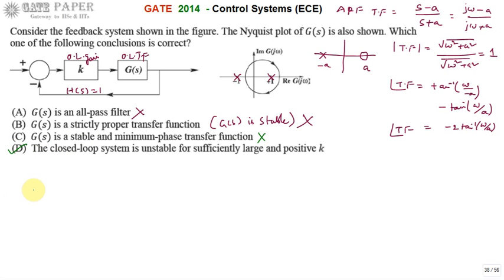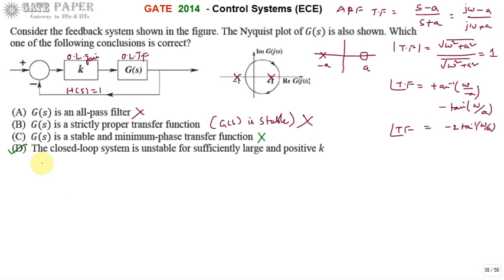But still we are going to discuss something about this one. Even though G of S is unstable, by looking at this Nyquist plot we can say G of S is unstable because there is a pole present on the right half of S-plane. So G of S is unstable, but you can make the closed loop system stable. That is what we will study from Nyquist plots.